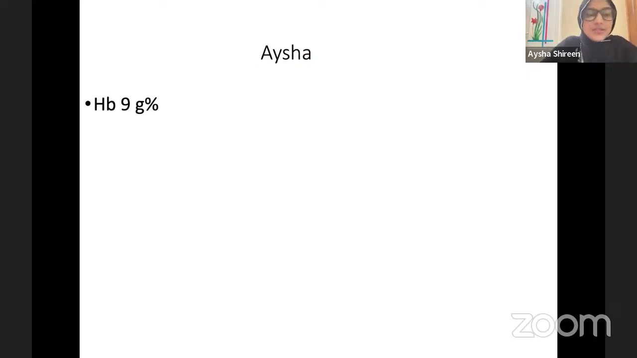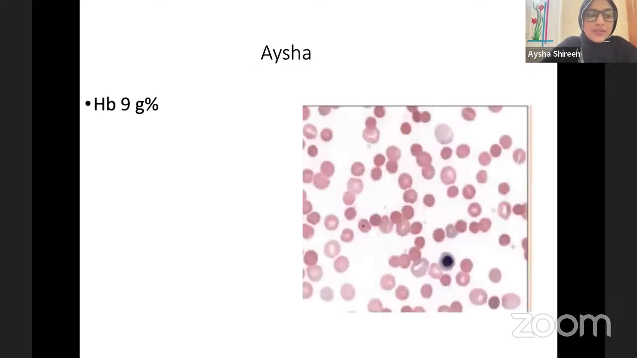Her investigations showed her hemoglobin was 9 gram percent. And this was the peripheral smear finding. Anybody in the chat box? This is the peripheral smear finding of that particular patient with Wilson disease. What are the findings? You can see that there are microspherocytes. Wilson disease is one condition wherein you may get microspherocytes.